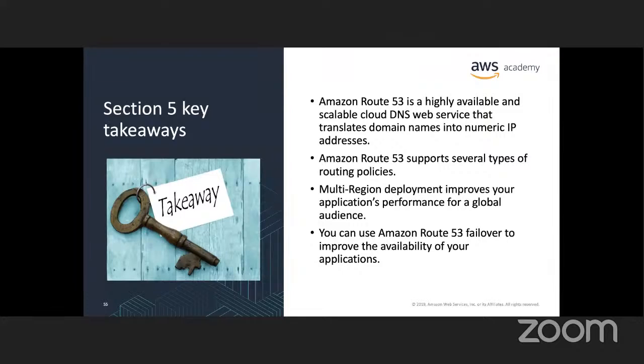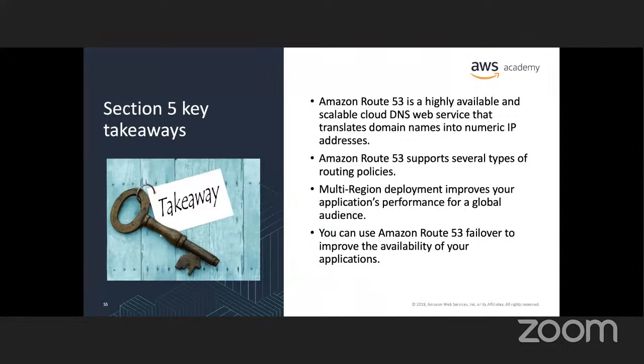So Amazon Route 53 is a highly available. These are the takeaways of the section. Highly available and scalable cloud DNS web service that translates domain names into numeric IP addresses. That's the main purpose of it. It's not the only one, but that's the main job of DNS. Okay. Route 53 supports several types of routing policies.